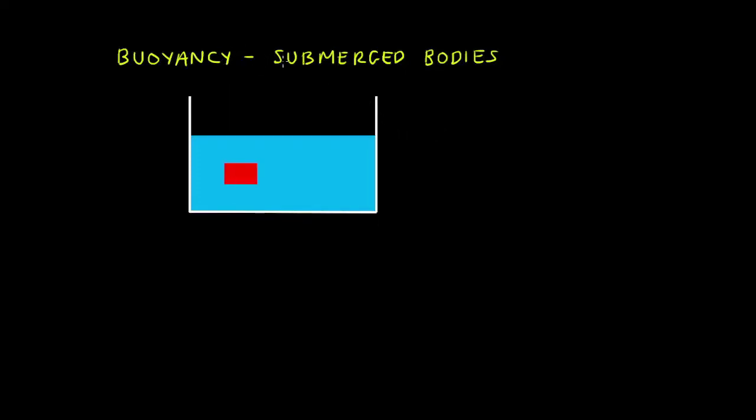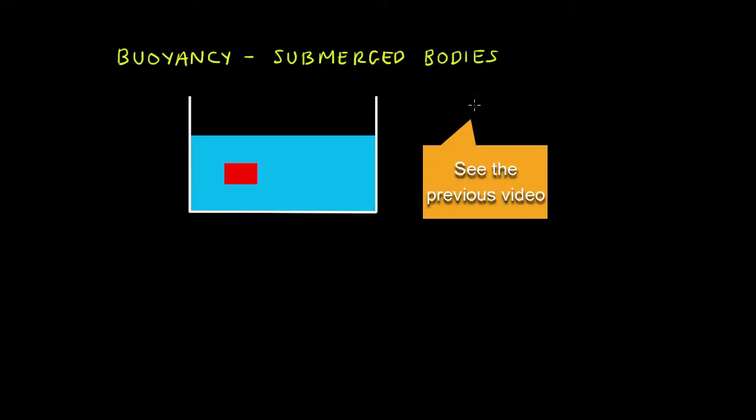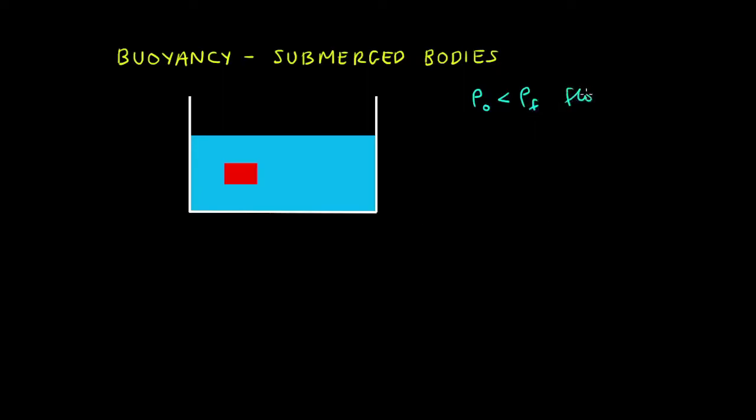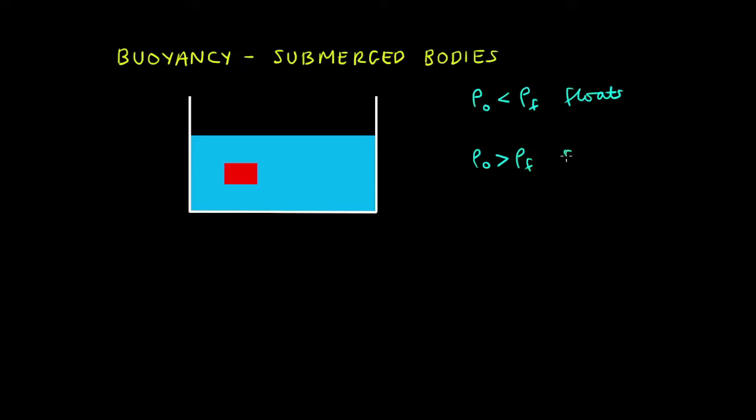Today we'll look at buoyancy for submerged bodies. So as you recall, for a floating body, if the density of the object is less than the density of the fluid, then the object floats. But if the density of the object is greater than the density of the fluid, then the object is going to sink.